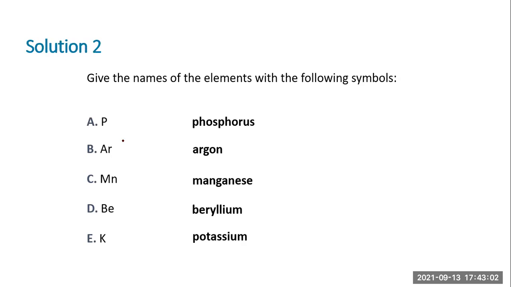So again, these are some common ones that we do come across a lot here in chemistry. And knowing the symbols and the names is really beneficial for you as we go through some of these coming chapters as well. Any questions on symbols or of the elements?